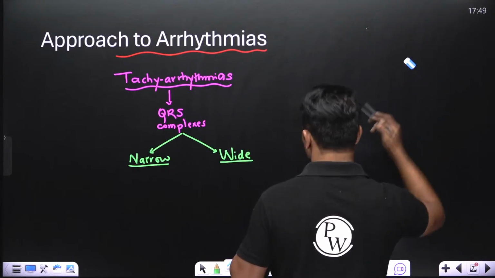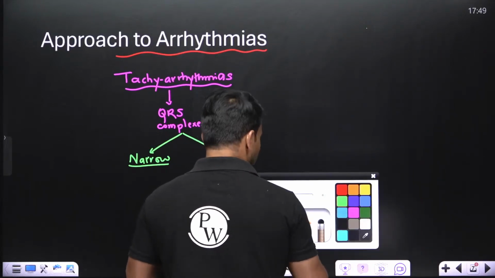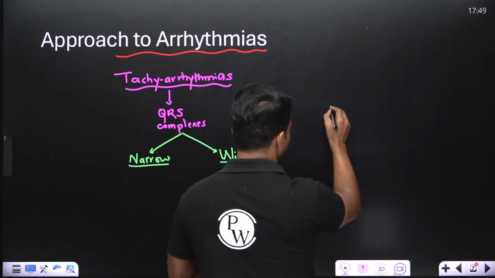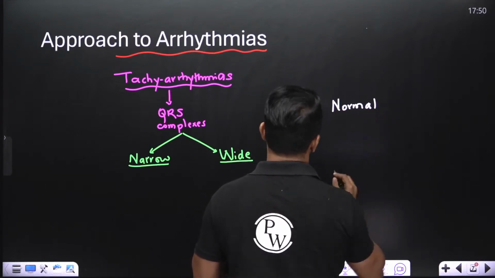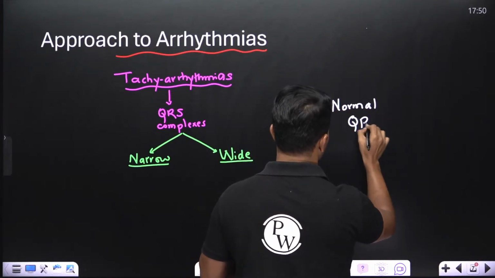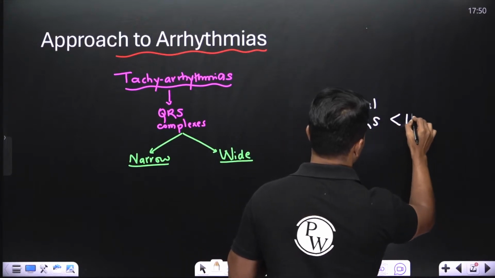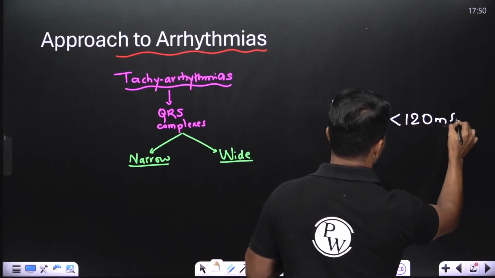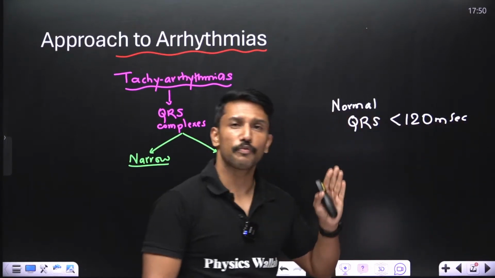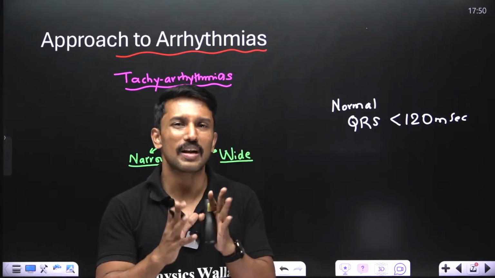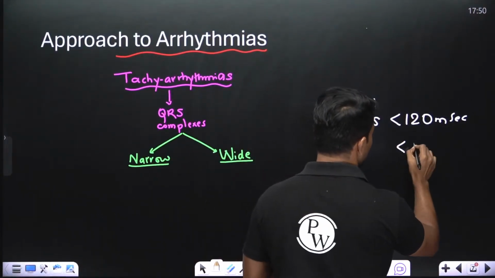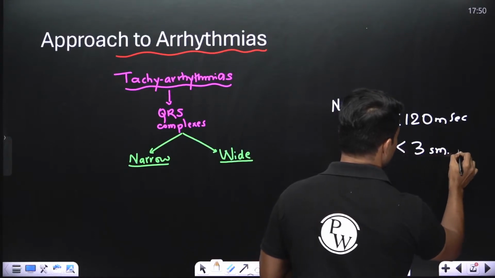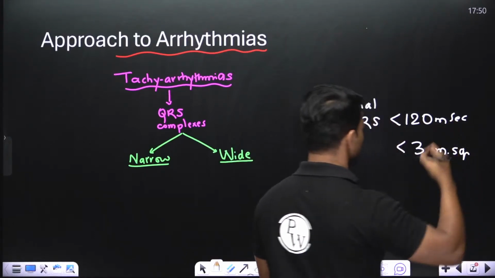The normal QRS duration is 80 to 100 milliseconds. So in any case, the normal QRS duration should be less than 120 milliseconds. That means from the onset of Q to the end of the S wave, it should not take more than 3 small squares, right? One small square is 40 milliseconds, so it should take less than 3 small squares.